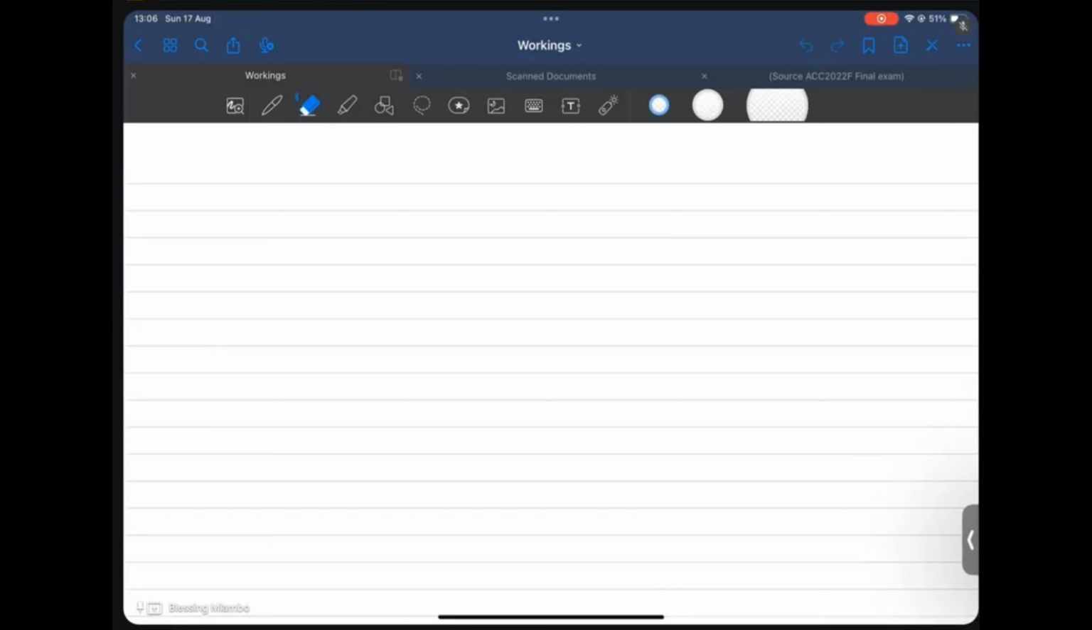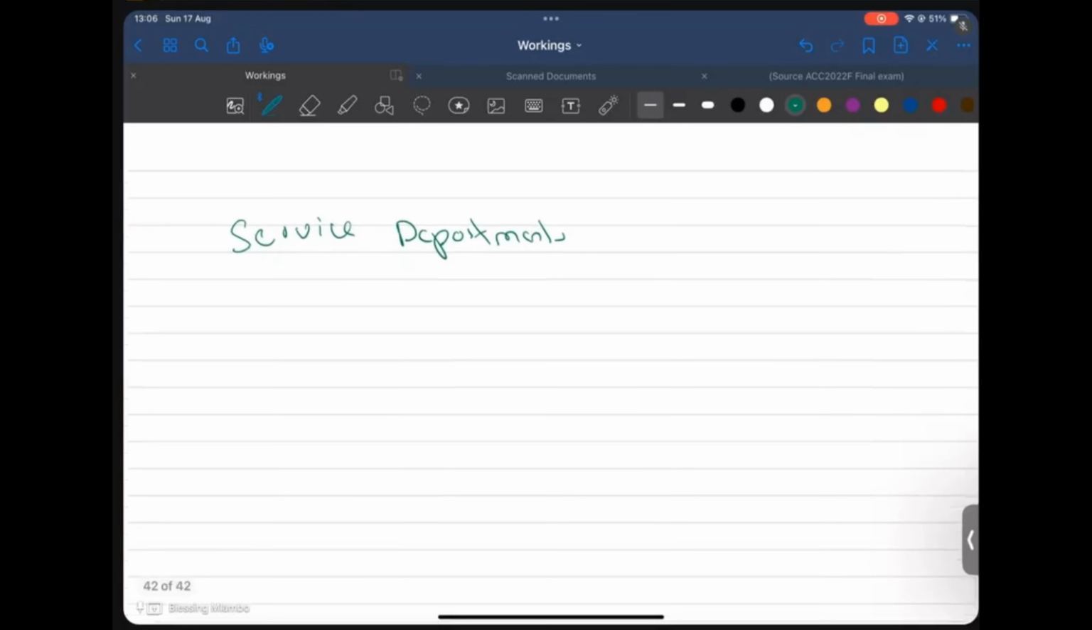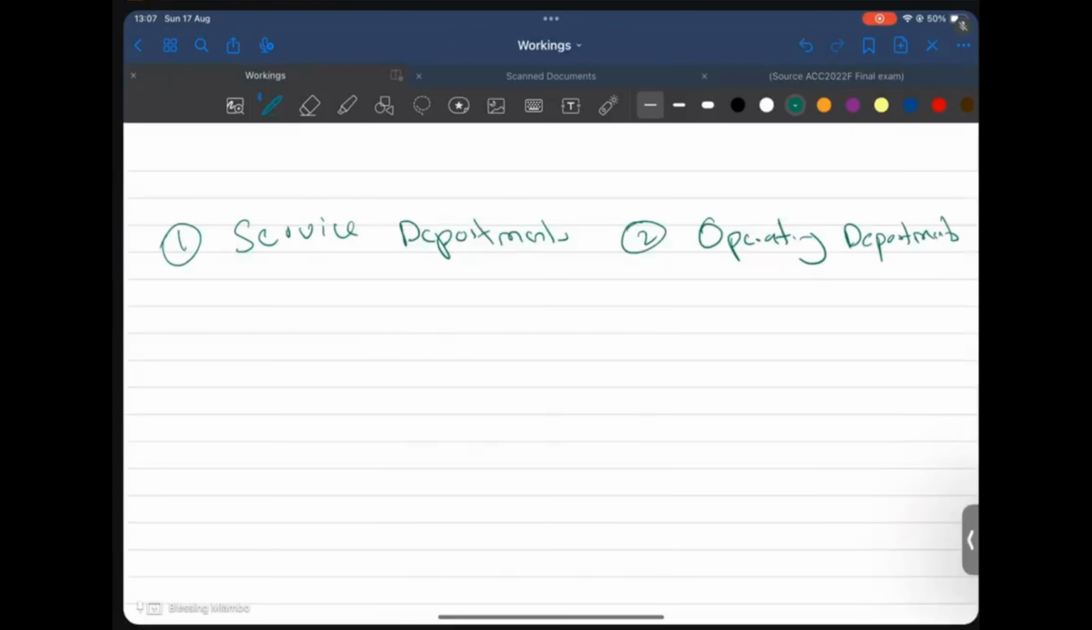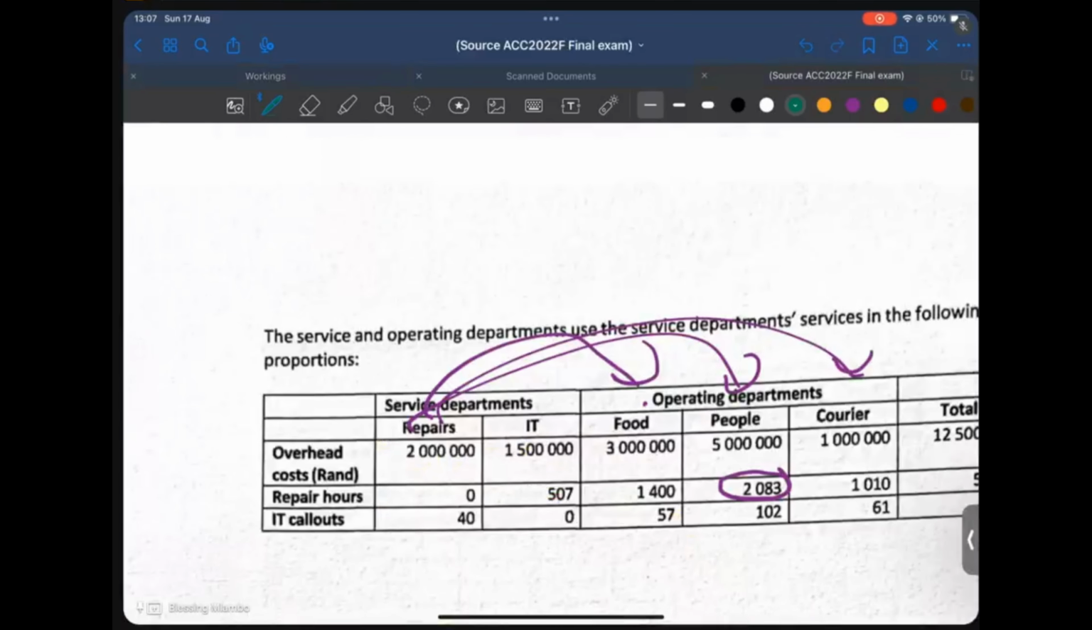So the big idea with service department allocation is that you can have two types of departments in the business. One is the service department. Two, you have the operating departments. Service departments are departments that exist within the business, but their main function is to service other departments. That's why you'll see examples like the repairs or the IT department.